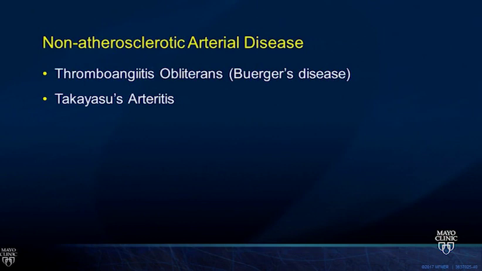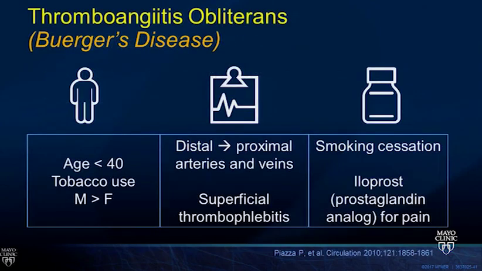So moving away from the imaging to just touching briefly on those two types of non-atherosclerotic arterial disease, Buerger's disease and Takayasu's. This is just a moment on each, but I wasn't sure they were going to be covered in any other way, and sometimes they pop up on the boards.